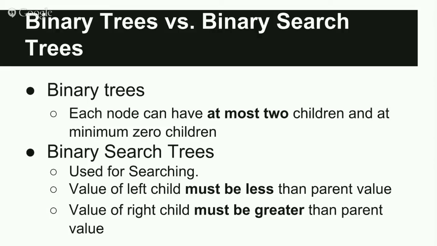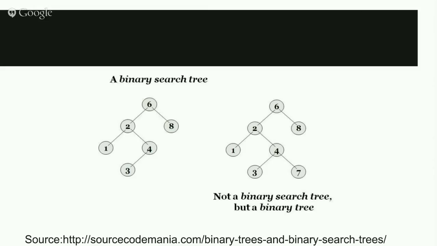So if we go to the next slide, we have a picture of the, yeah. So on the left, you have a binary search tree. You'll see that every node on the left of a node is smaller than that node's value. So 1 is smaller than 2. 2 is smaller than 6. But all the right children are greater than the parent's value. So 8 is greater than 6. 4 is greater than 2.